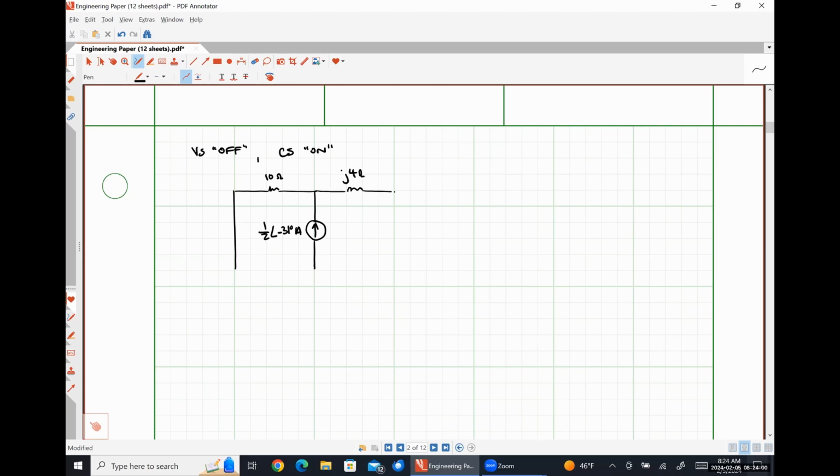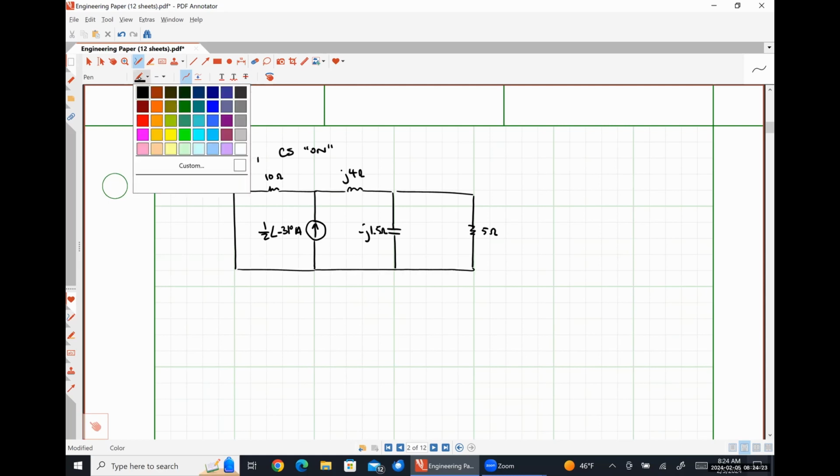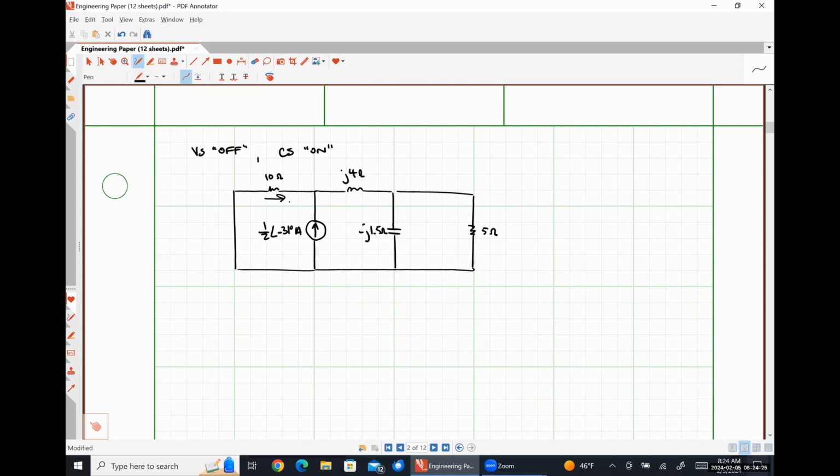J4 ohms. Minus J 1.5. Five ohms here. Here's our current IY double prime. Here's our voltage, VX double prime.